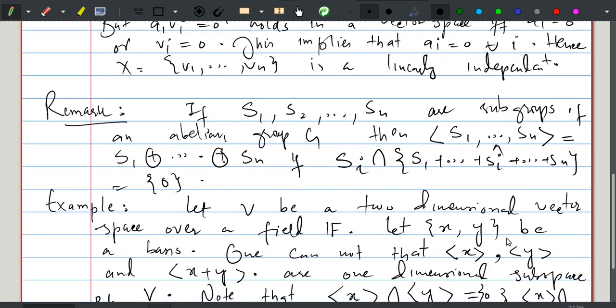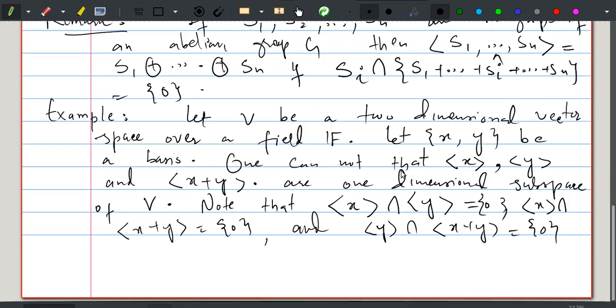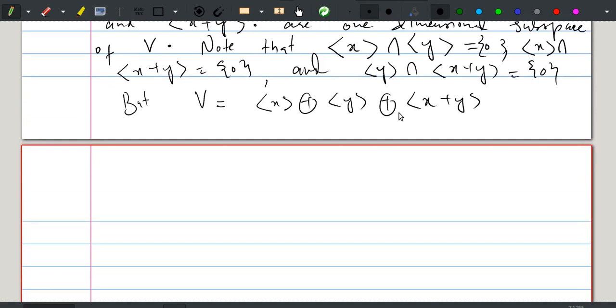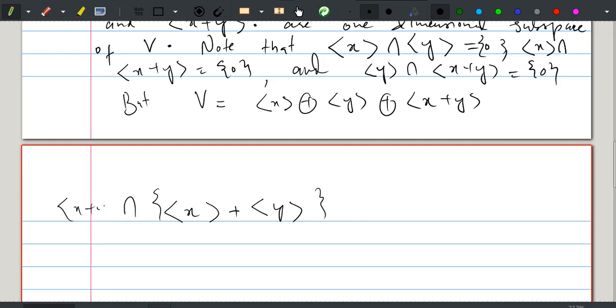So this is true, but it does not imply that V is equal to the direct sum of X, Y, and X plus Y. This is not true. The reason is that if we consider the intersection of X plus Y with X plus Y, this is non-empty, so this cannot be a direct sum. Had it been a direct sum, this intersection would have been empty.